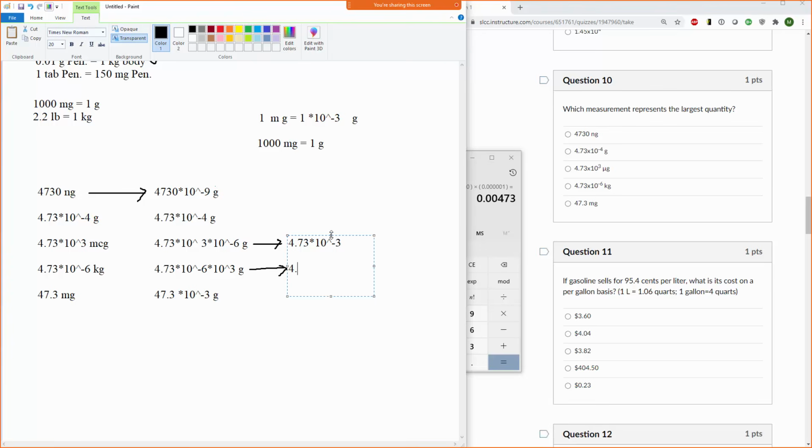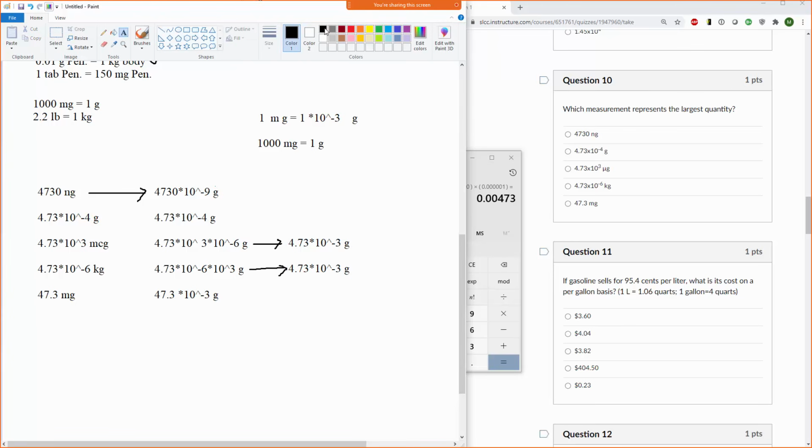What about this one? What's this one going to be? 4.73 times 10 to the negative 3 again, because here now I have a negative 6, plus a 3 still gives me negative 3. So these ones are the same, which is good, because that tells us they can't be the right answer, because I'm looking for the one that is the largest. I can't have two that are the largest. So they will not be the right answer.